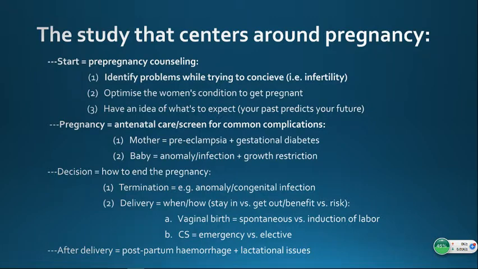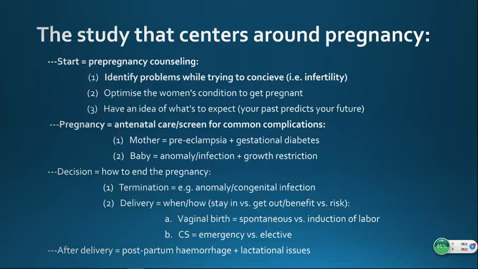So things like folate, vitamins, vaccinations, and if the woman has some kind of medical condition, you would like to optimize control so that it doesn't impact or produce an adverse outcome to your pregnancy. And if the woman has had a pregnancy before, you would like to have an idea about how that pregnancy has gone, so that you know what to expect, because the past will predict your future, basically.